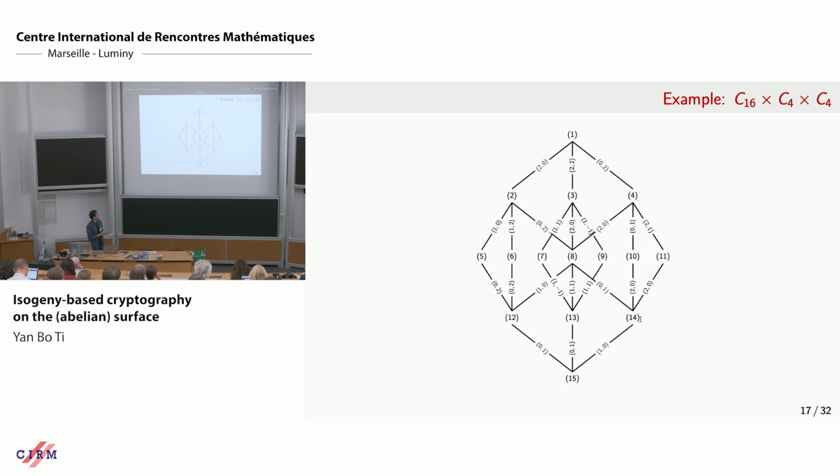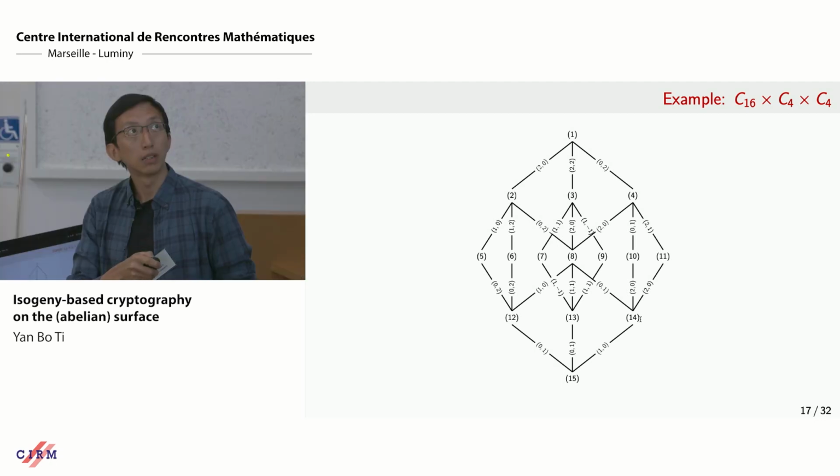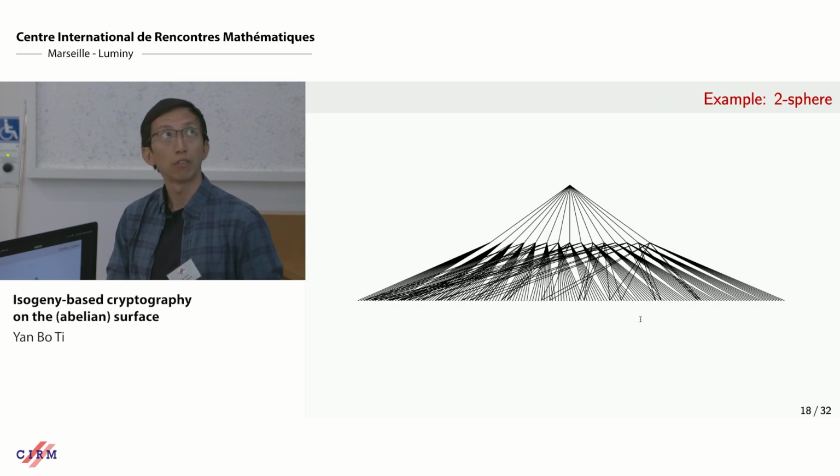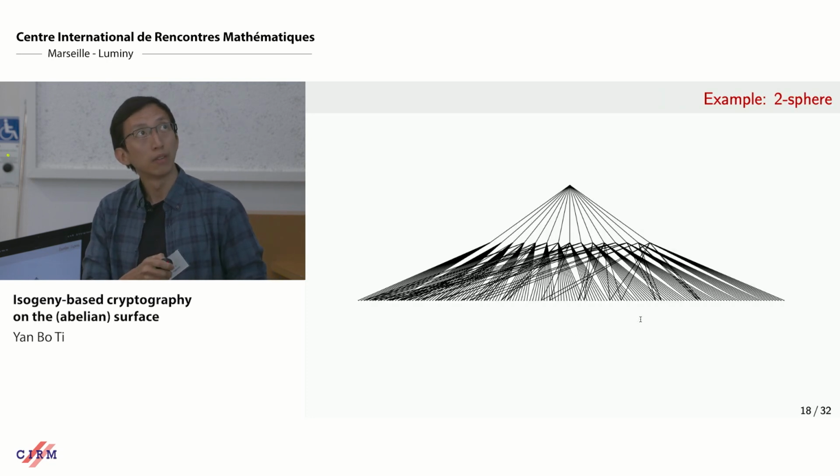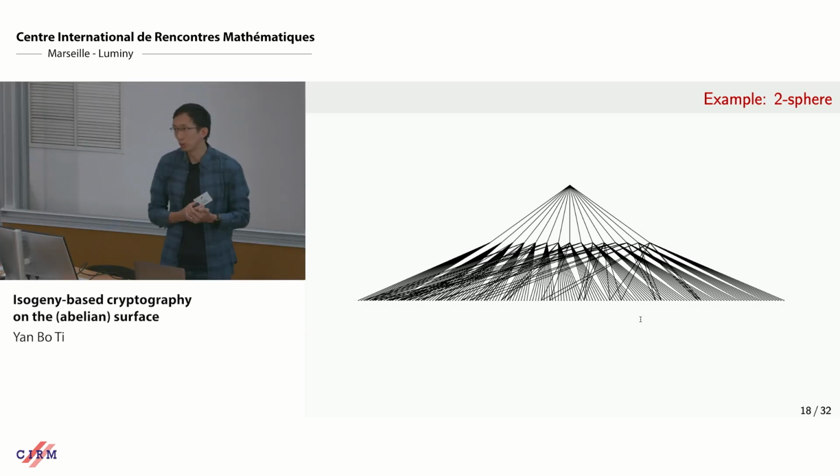Again, we have C16 cross C4. You get diamonds everywhere. And in the 2-sphere graph, for example, you have diamonds actually over here. They're there, but you don't see them very well.